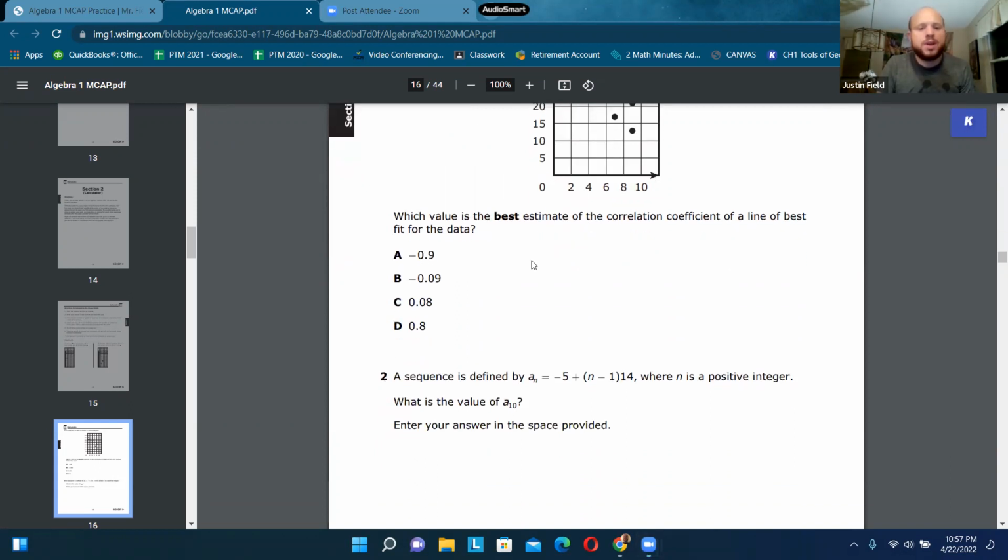All right. So a sequence, another question that my class did not get to. A sequence is defined by a sub n equals -5 plus (n minus 1) times 14, where n is a positive integer. What is the value of a10?